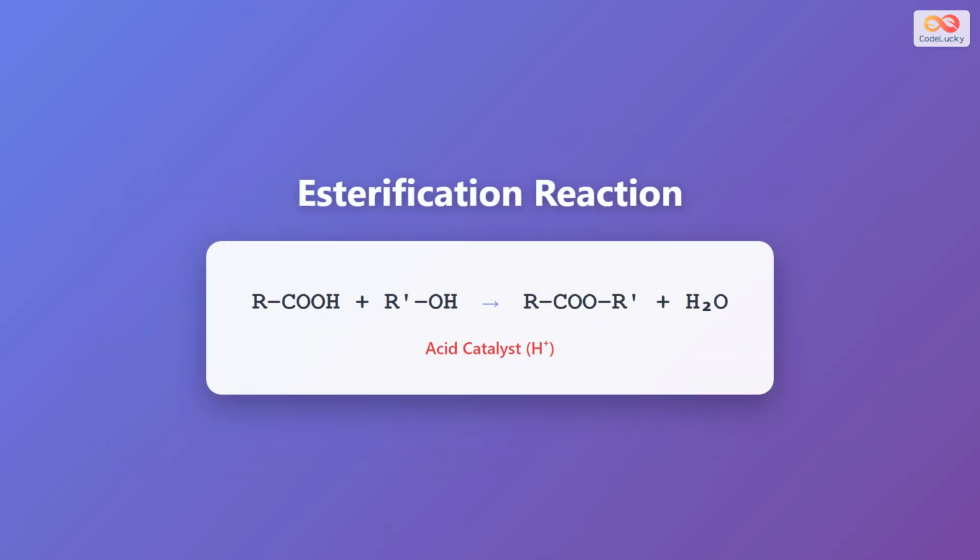The formation of esters is called esterification. In this reaction, a carboxylic acid, represented as R-COOH, reacts with an alcohol, R'-OH, in the presence of an acid catalyst, typically a hydrogen ion. The products are an ester, R-COO-R', and water. This is a condensation reaction because a small molecule, water, is eliminated during the process.